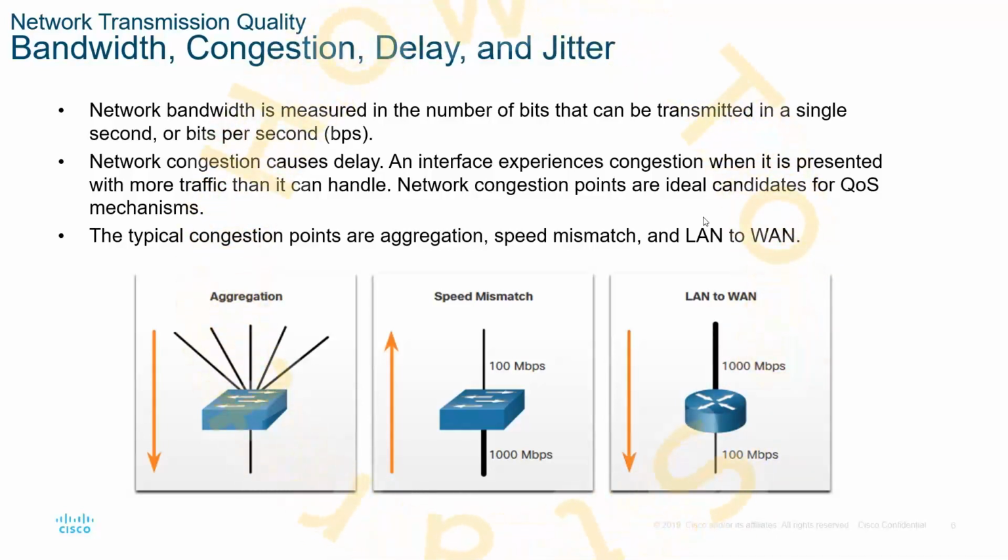Again, 100 megabit, 200 megabit, and so forth. These are all main reasons that transmission quality may go down. So what is this jitter?